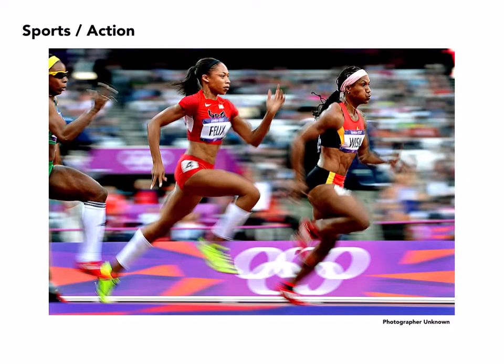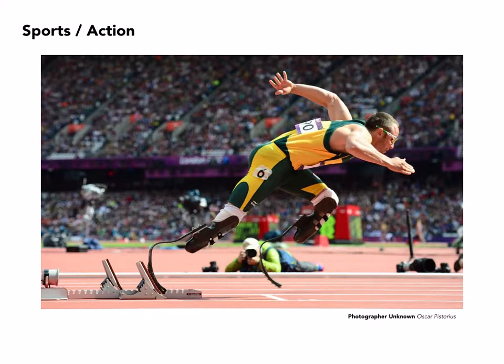Again, action in which we see the faces of the athletes clearly, but their legs in the background are all in motion. Oscar Pistorius, who is unfortunately known for other events now, but was the first person with prostheses to compete in an Olympic event. It's still astonishing to see this image.